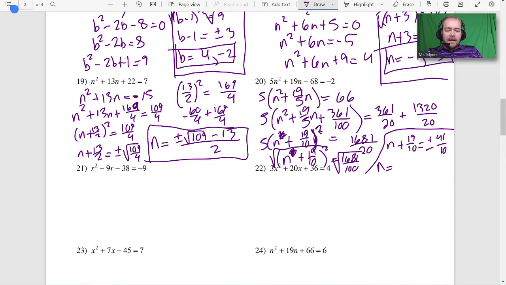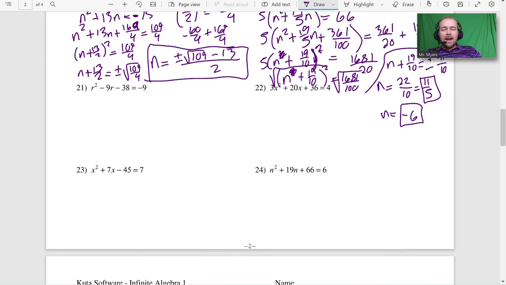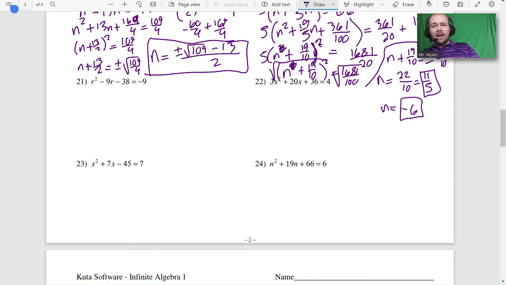I'm doing 41 minus 19 in a calculator right now. That's how brain dead I am from this problem. 22 tenths, which is 11 fifths. There's one of our answers. The other answer would be negative 41 tenths minus 19 tenths, which is negative 60 tenths, which is negative 6. Wow. Number 20, that is one of the hardest problems that I've ever solved in Algebra 1, if not the hardest Algebra 1 problem.